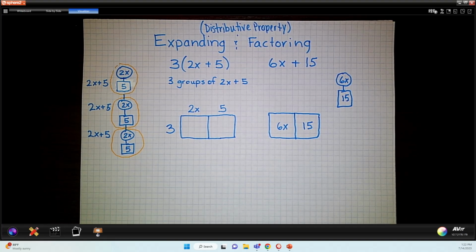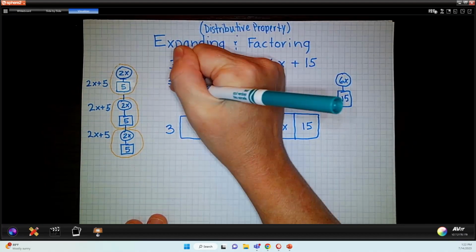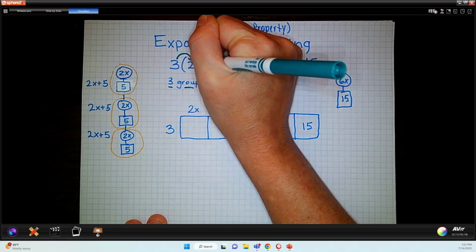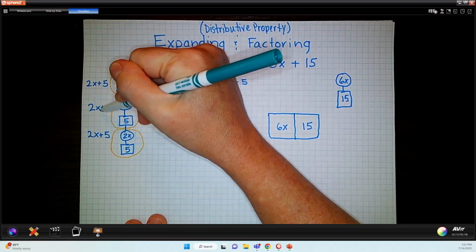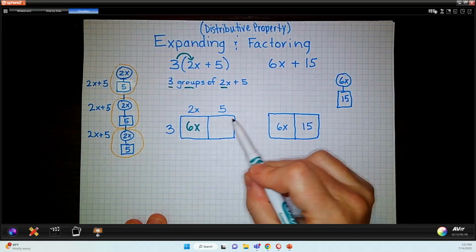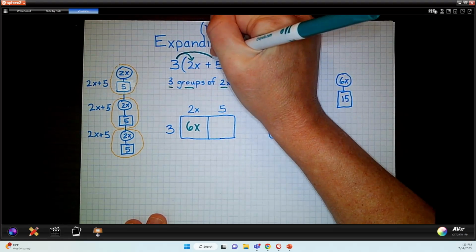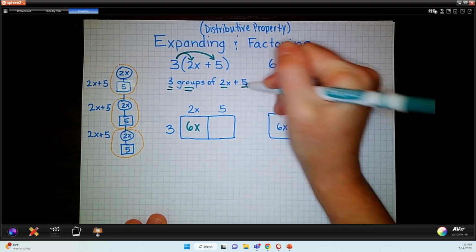The students find this one the easiest because it is the distributive property. So they know that they have 3 groups of 2x. So 3 groups of 2x would be 6x: 2x plus 2x plus 2x, and we're sorting and combining those 2x's. And then we also have 3 groups of 5. So we have 3 groups of both, 3 groups of 5.